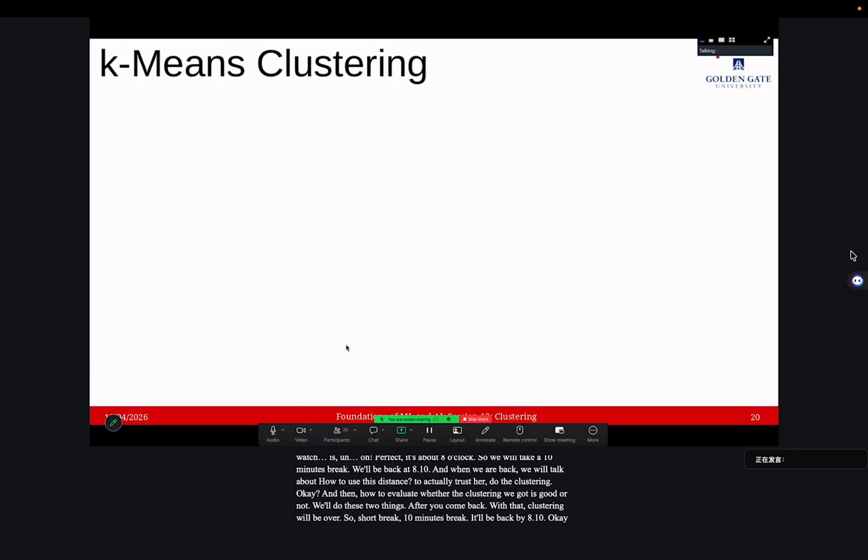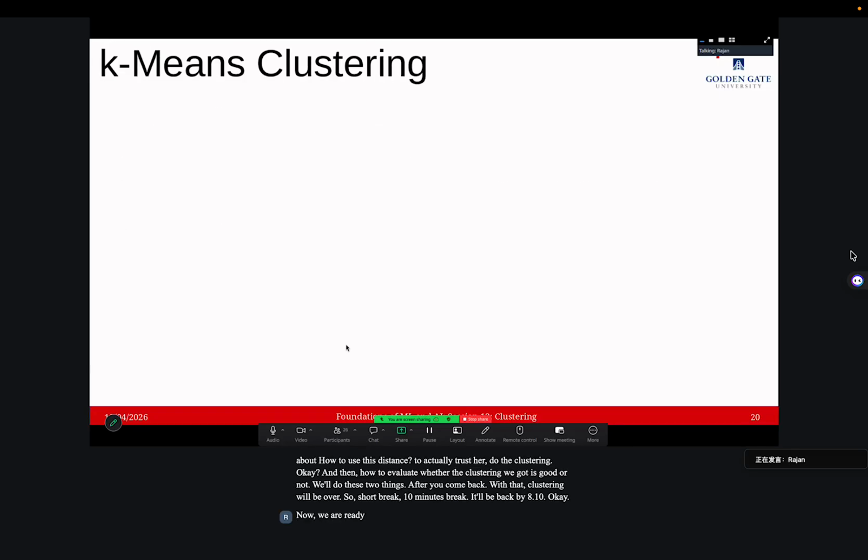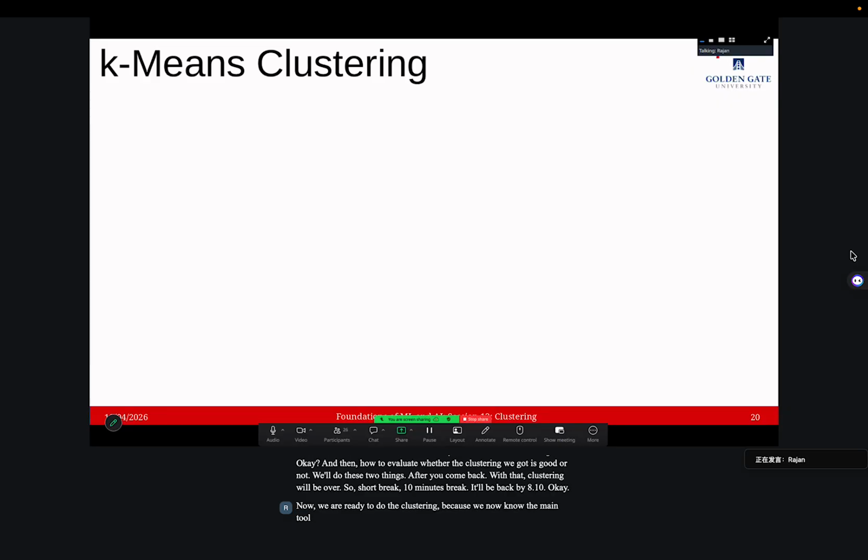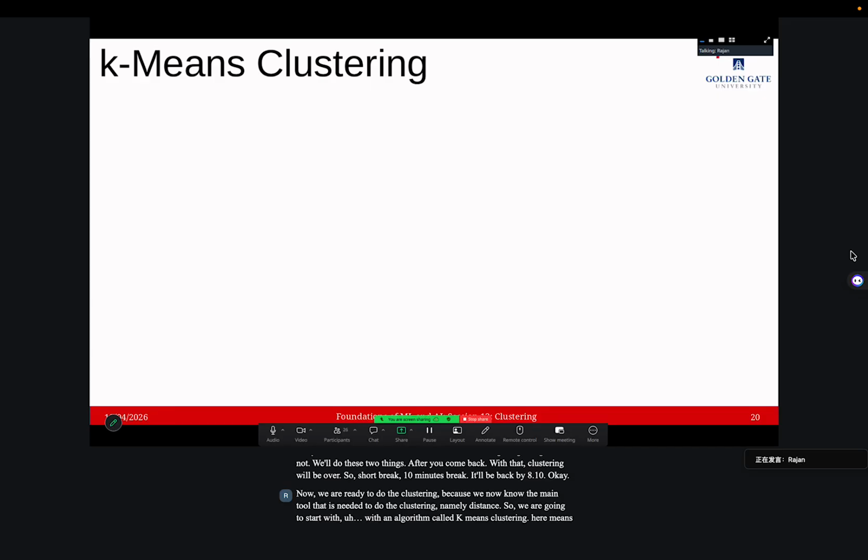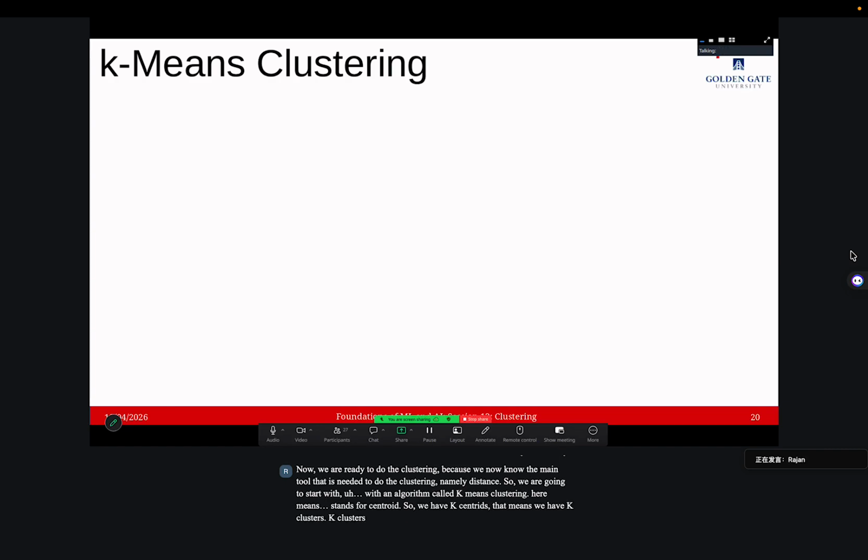Okay. Now we are ready to do the clustering because we now know the main tool that is needed to do the clustering, namely distance. So we are going to start with an algorithm called k-means clustering. Here means stands for centroid. So we have k centroids. That means we have k clusters under center point. Okay. This is the idea.